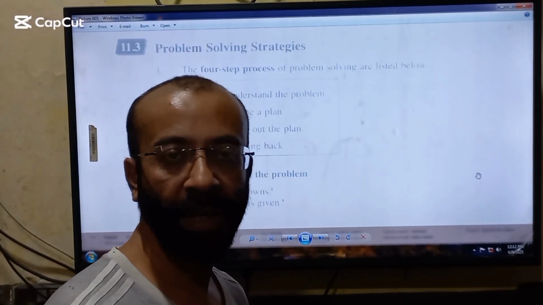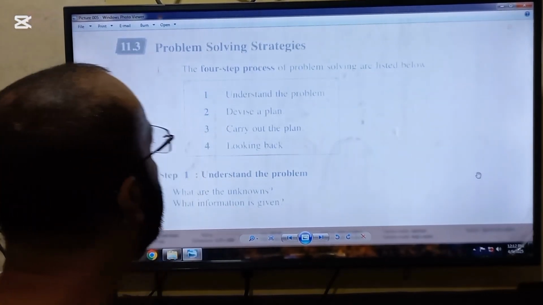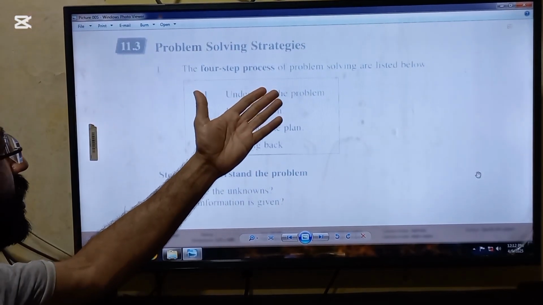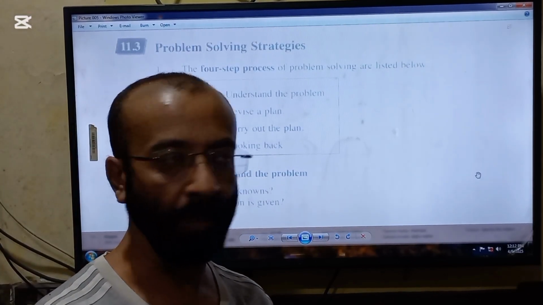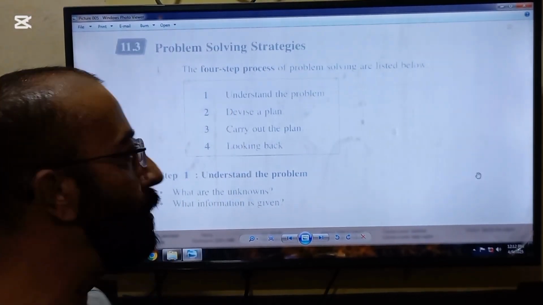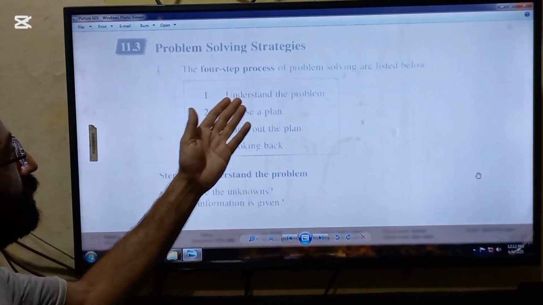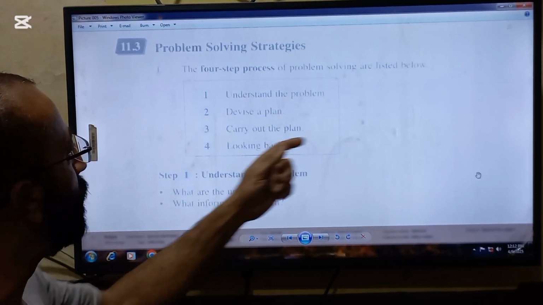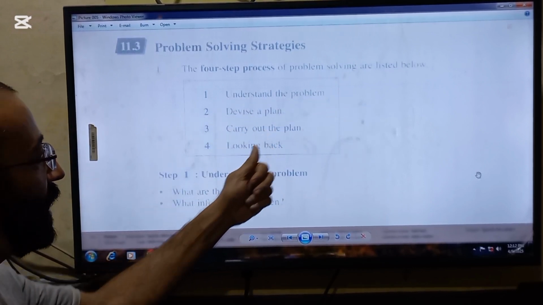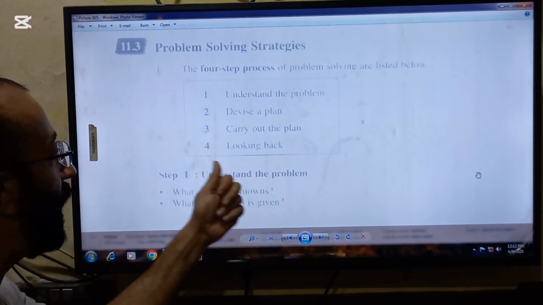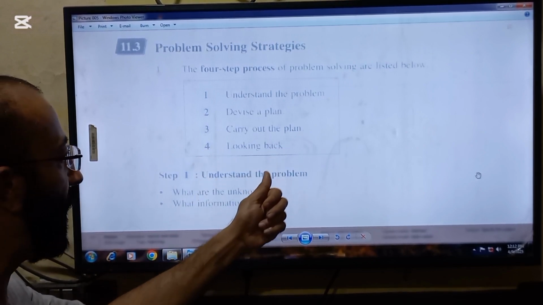The next category in number patterns is problem solving strategies. The points to remember in problem solving strategies are the 4 steps of the problem solving process, listed below. Number 1 step will be understand the problem. Number 2, devise a plan. Number 3, carry out the plan, and then looking back.